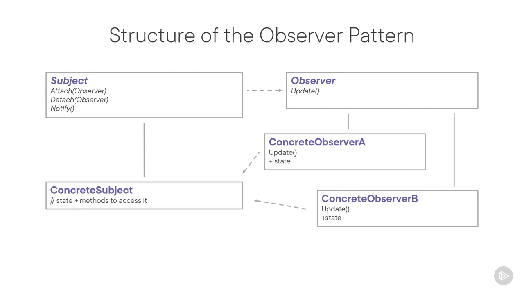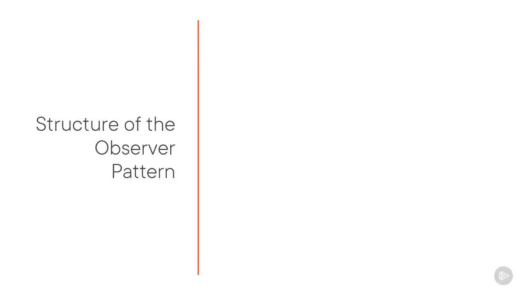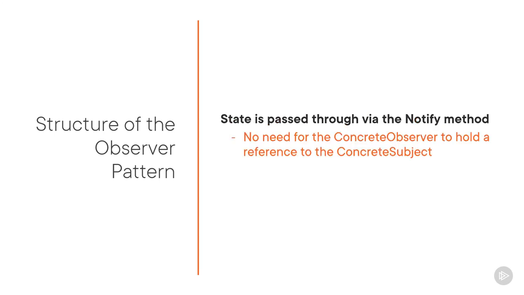I do want to mention something here. The diagram you see on screen now slightly differs from the original pattern template. In our implementation, we're passing through the state from concrete subject to concrete observer as a parameter via the notify method. In the original template, the concrete observer would hold a reference to concrete subject, so it could query it for state changes. That's a valid implementation as well, but these days the one we detailed is more common. In any case, the intent remains the same, and as already mentioned a few times in this course, that is what's important, not the exact implementation of the template. Let's continue with a demo.